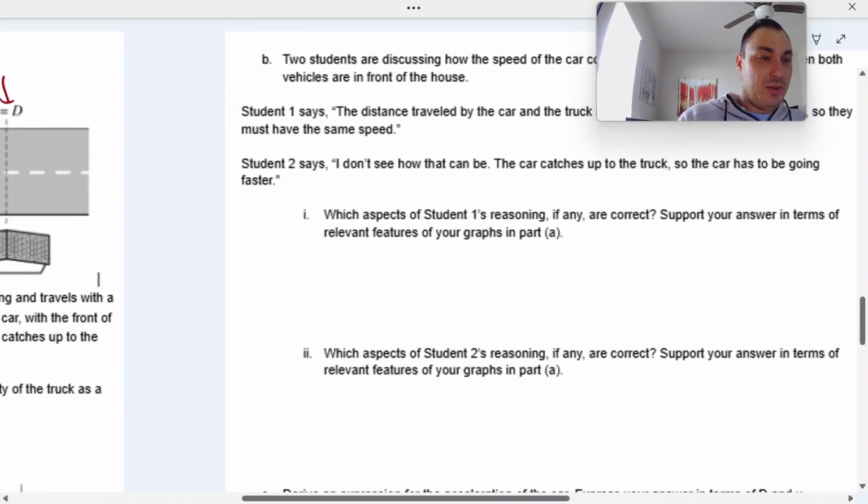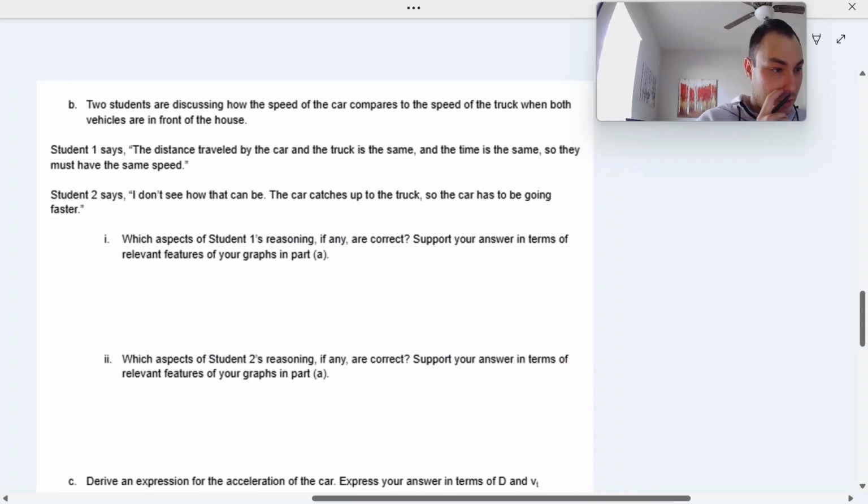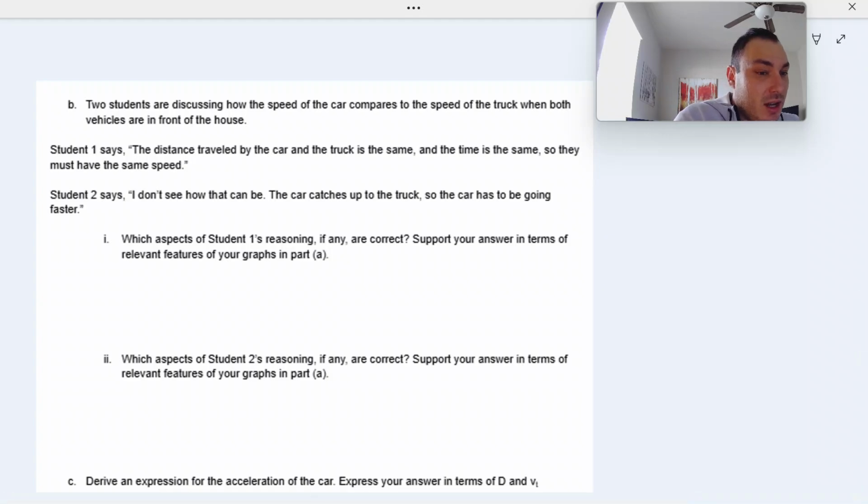Two students are discussing how the speed of the car compares to the speed of the truck when both vehicles are in front of the house. Student 1 says the distance traveled by the car and the truck is the same, and the time is the same, so they must have the same speed. Student 2 says, I don't see how that can be. The car catches up to the truck, so the car has to be going faster. Which aspect of Student 1's reasoning, if any, is correct? Support your answer in terms of relevant features of the graph.